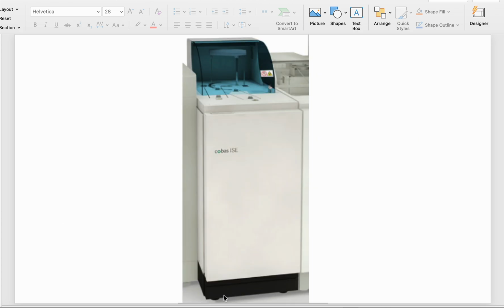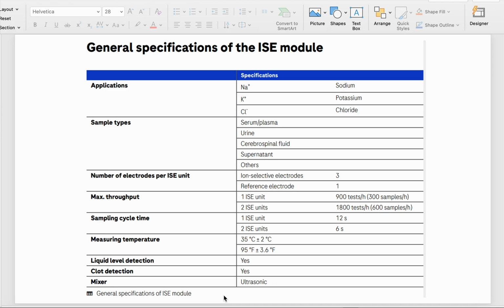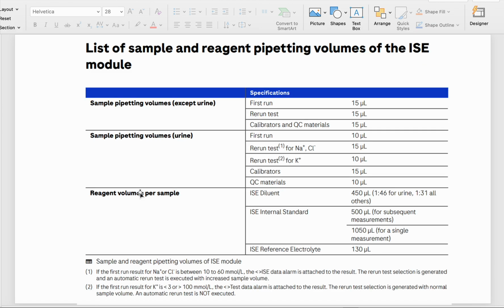This is the machine, and these are the general specifications. The application is three ions, sodium, potassium, and chloride, and samples can range from serum, cerebrospinal fluid, and others. You can pause this slide and read everything. It's self-explanatory, I don't have to waste time.